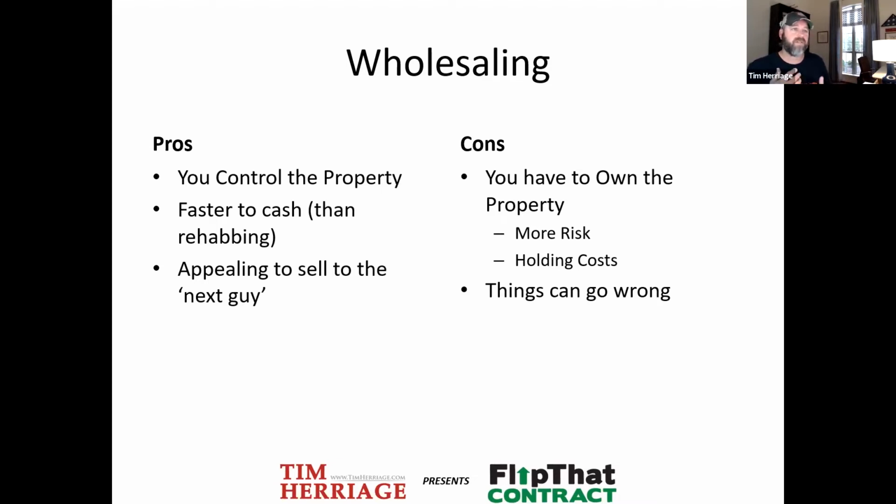The cons: you have to own the property, so there is more risk. There's holding costs, there's vandalism, there's nature, storms, fires, things like that can happen. You don't have to worry about that if you have REI Choice Insurance. And just the bottom line is things can go wrong. You could sell a house, they could get an inspection, they could find out it has cast iron plumbing that needs to be replaced. All those types of things can happen.